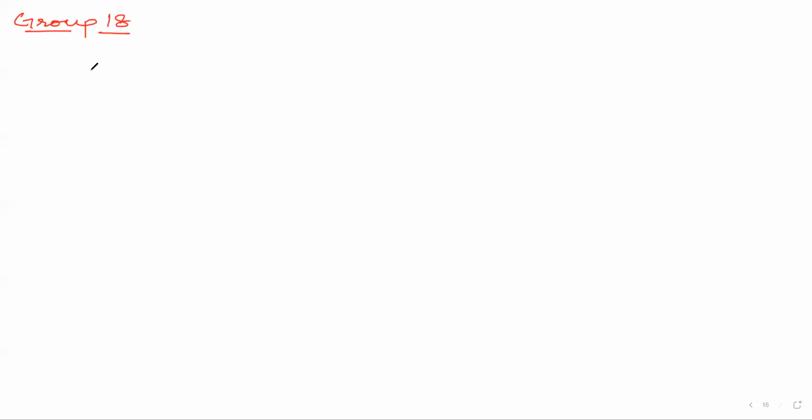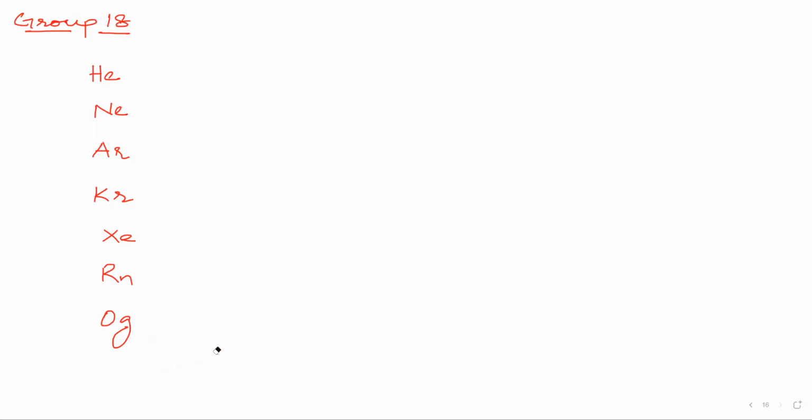Okay, so in group 18, what do we have? We have helium, neon, argon, krypton, xenon, radon, and the last one, oganesson. If you see the NCERT, they have told you about oganesson. What is the half-life of oganesson? It is 0.7 millisecond. So approximately in 1 second, whatever oganesson you have prepared is completely vanished.